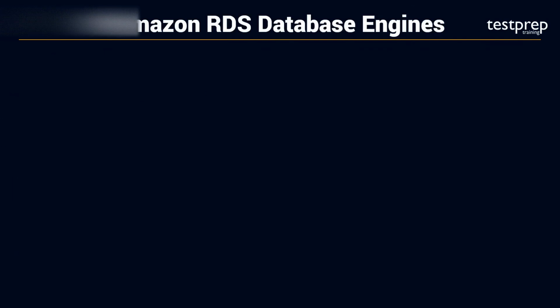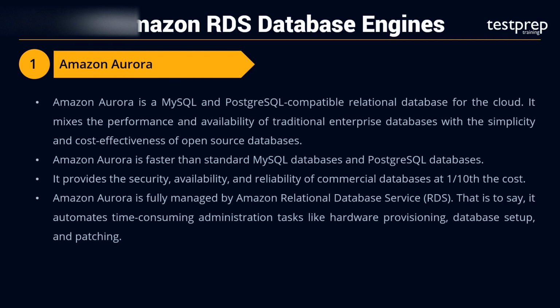Amazon RDS Database Engines. 1. Amazon Aurora. Amazon Aurora is a MySQL and PostgreSQL compatible relational database for the cloud. It mixes the performance and availability of traditional enterprise databases with the simplicity and cost-effectiveness of open-source databases.